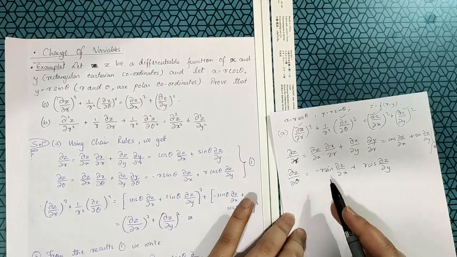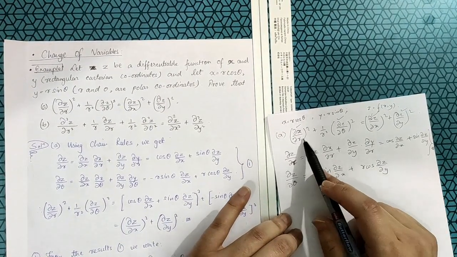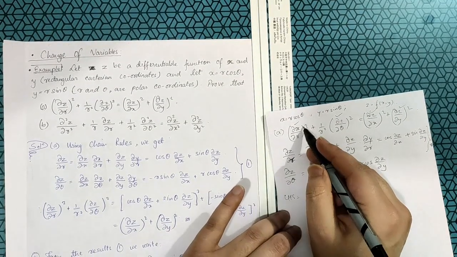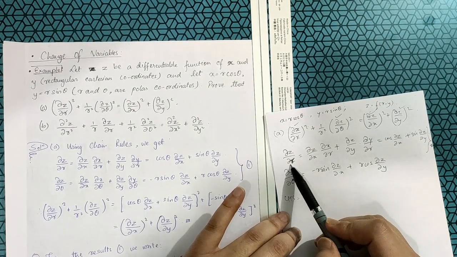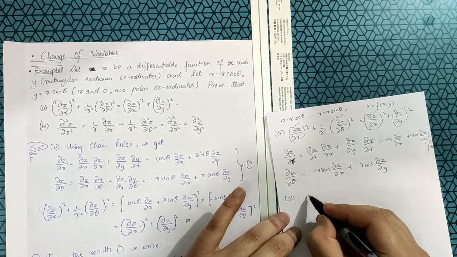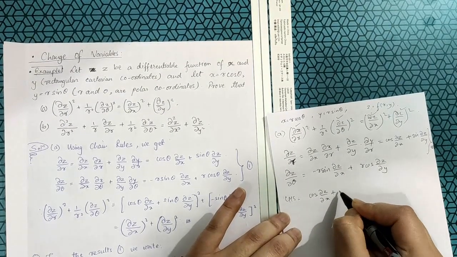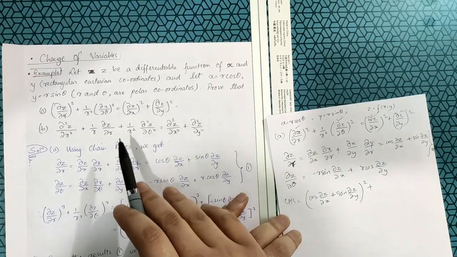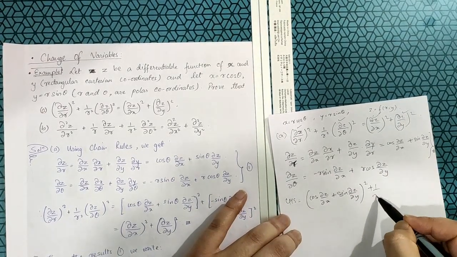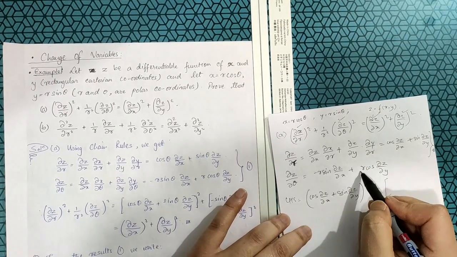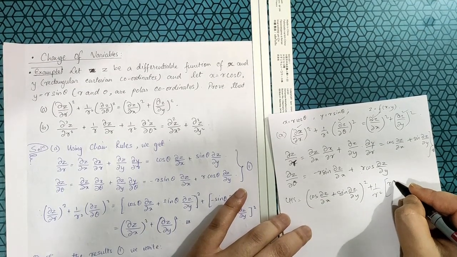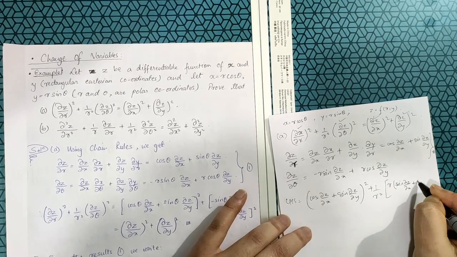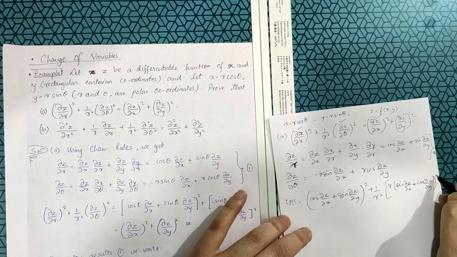Now let us put these values in. The LHS is (∂z/∂r)², where ∂z/∂r = cos θ ∂z/∂x + sin θ ∂z/∂y, squared, plus 1/r². Now we have r common, so the second term is (−sin θ ∂z/∂x + cos θ ∂z/∂y) squared.